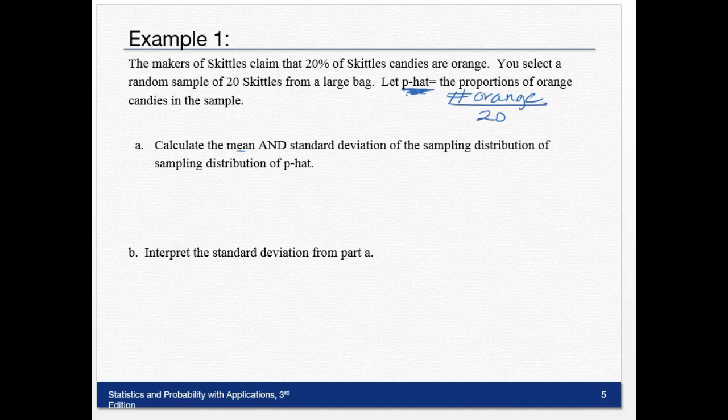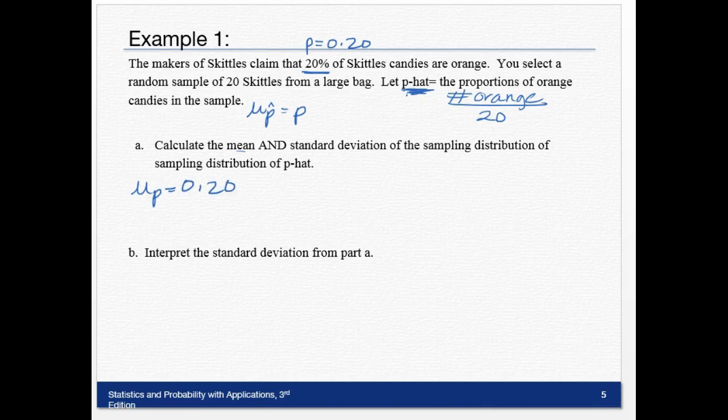So to calculate the mean and standard deviation, remember the previous slide said the mean of our p hats is equal to the population proportion. So we have to look back at our question. What does it say the population proportion of orange candies is? Right here it says the makers of Skittles claim that 20%, so p is 0.20, are orange. So the mean of all my samples would be 0.20.